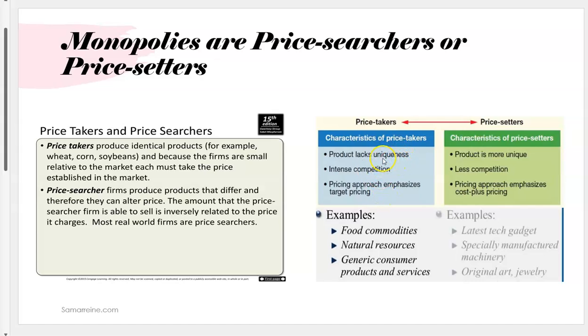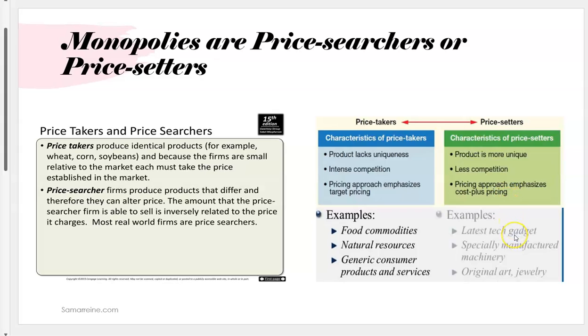Now, if we were to compare these two, we already went over this. Product lacks uniqueness for price takers, right? There's a lot of competition and the pricing is dictated by the market. If you look at price setters, it's the complete opposite. The product is unusual or it can differentiate itself. In this case, it's unique because it's monopolies. There's way less competition, in this case, none. And the company does have control over prices.